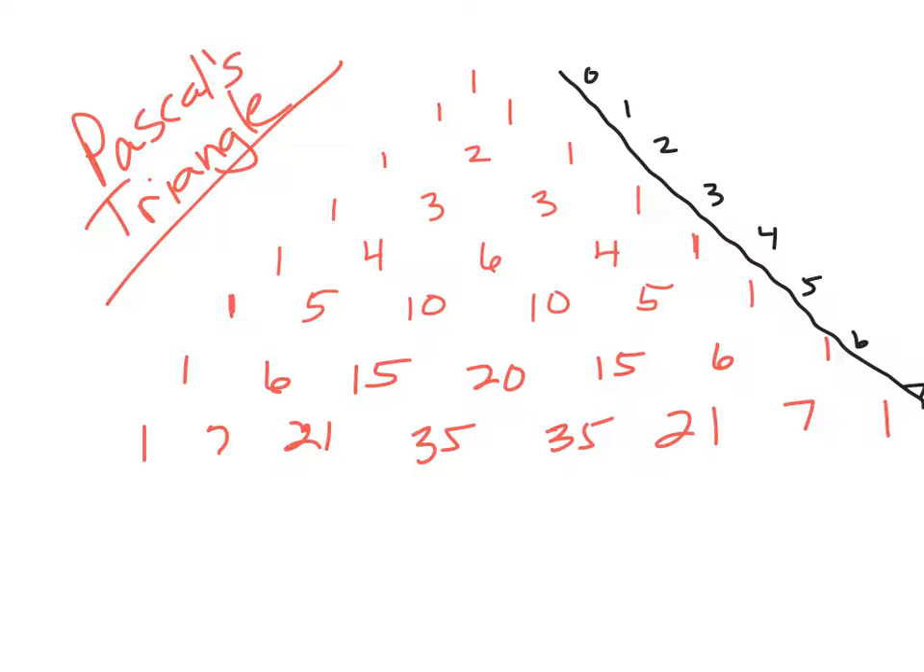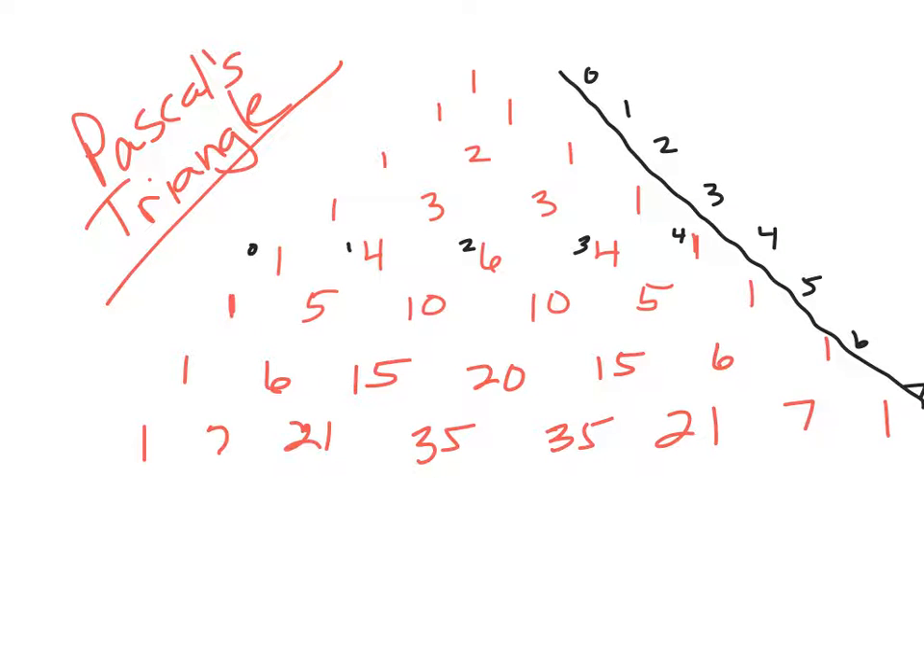Okay, and not only that, but in each row, let's number each entry. Okay, so this is, I've got to think about this a minute. Yes, this is entry 0, 1, 2, 3, and 4. So the first row is row 0, and the first entry in each row is entry 0. Okay?